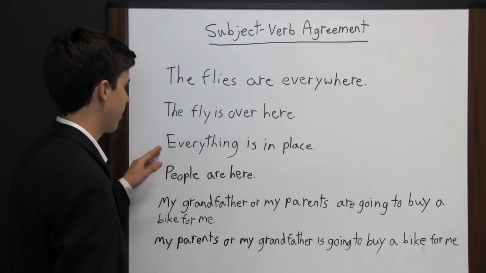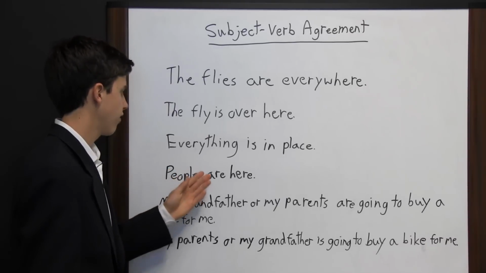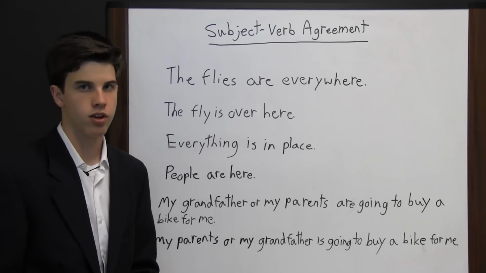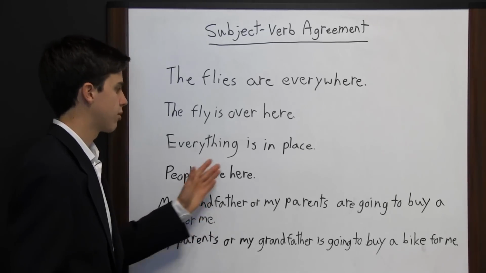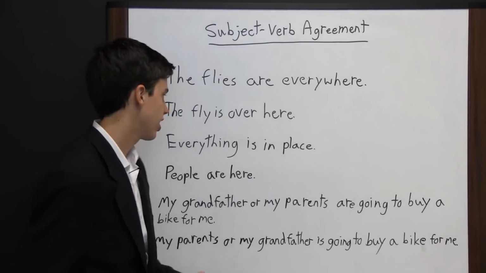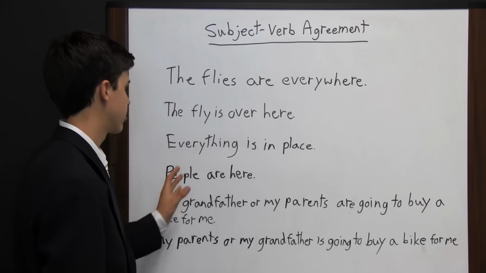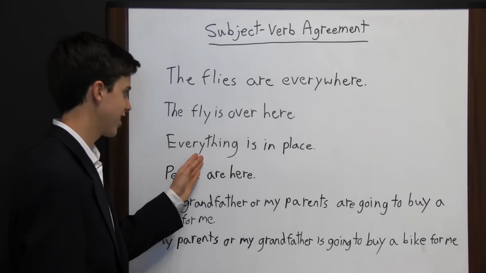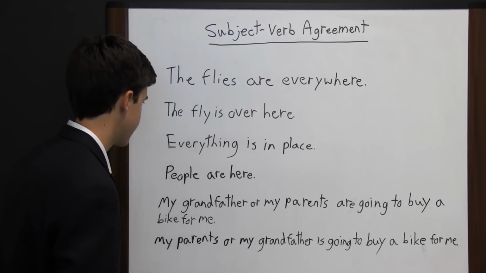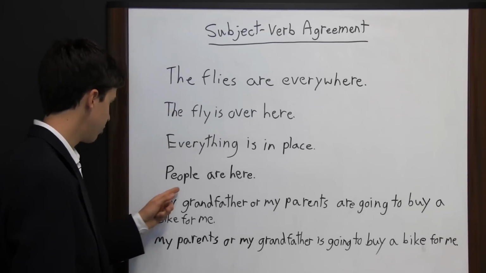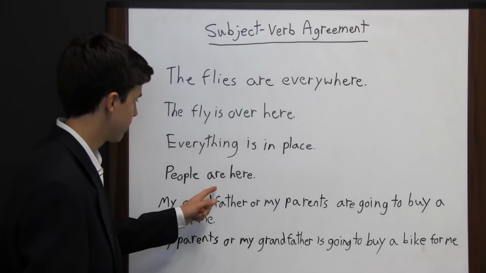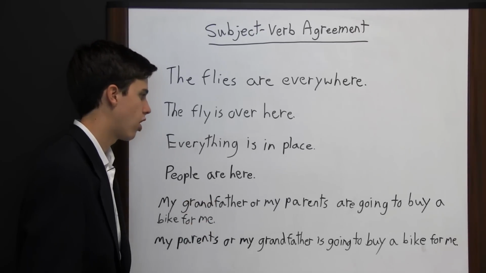This next sentence says everything is in place. Words like everything or anyone are words that aren't very specific. So for the cases of subject-verb agreement, we consider words that aren't specific as being singular. So even though everything refers to many things, we still treat it as singular, so we use the singular verb is. This next sentence says people are here. So people is plural. It's talking about more than one person. So the verb needs to be plural as well. That's why we use the verb are.